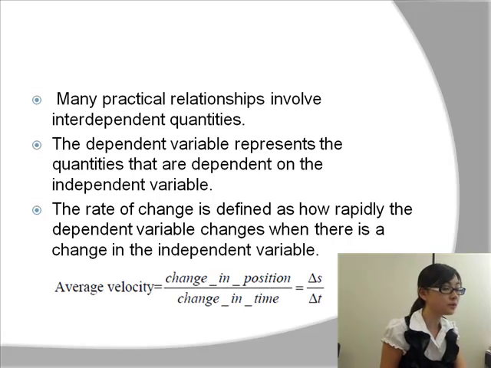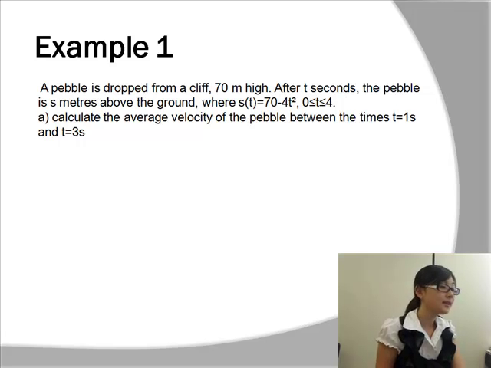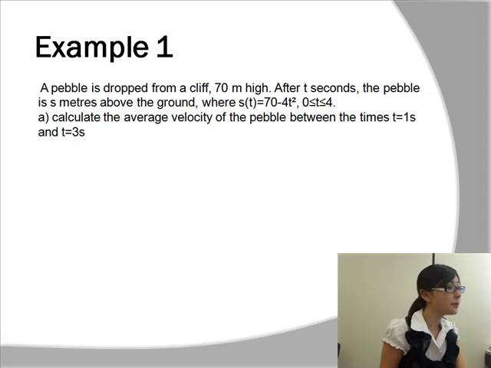The average velocity equals the change in position over the change in time, which is denoted by delta S over delta T. Now let's take a look at example 1 from learning resources. A pebble is dropped from a cliff 70 meters high. After t seconds, the pebble is s meters above the ground, where s of t equals 70 minus 4t squared, where t is between 0 and 4.